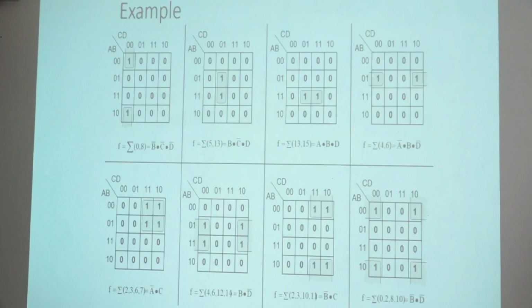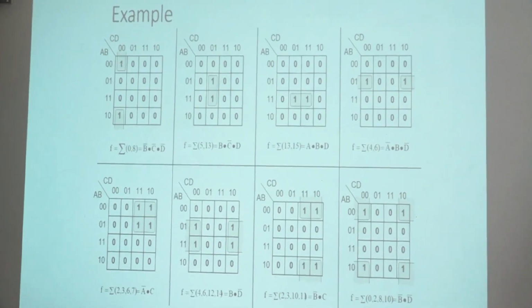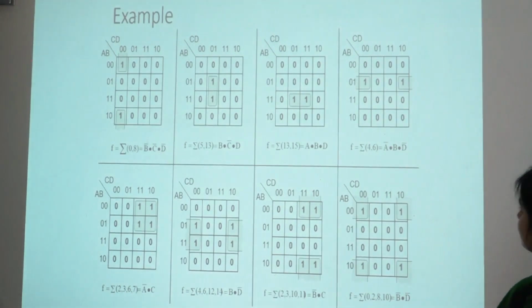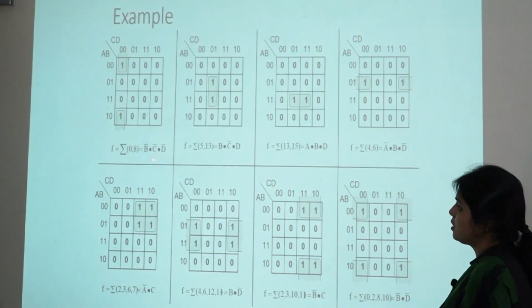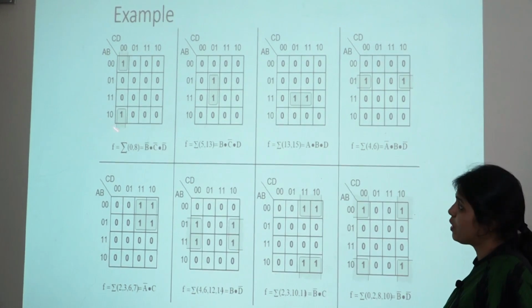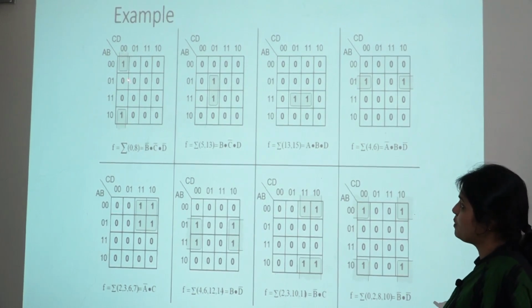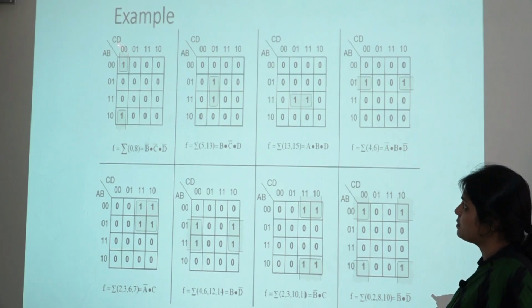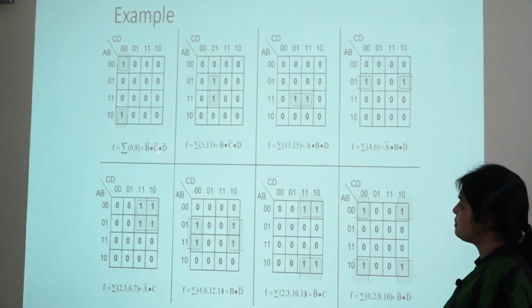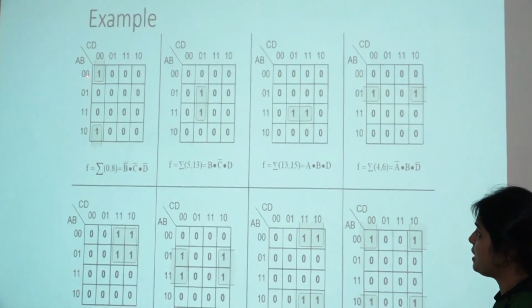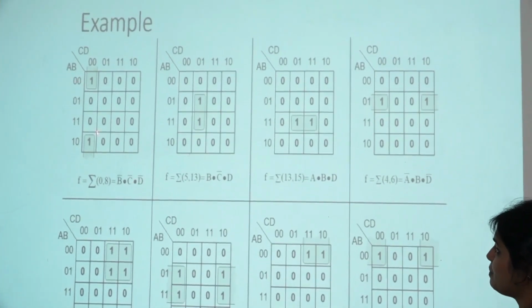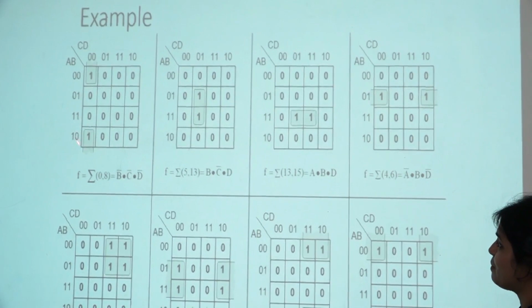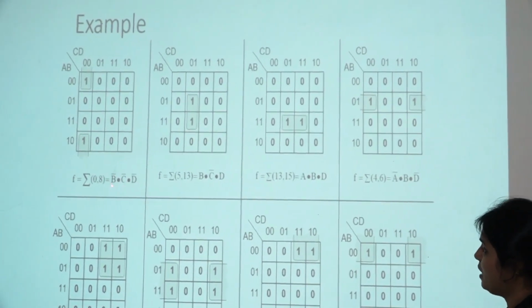Okay, let's see another example. Look at this. I have only two ones here, so quadding is not possible. So what do I do? I go for a pair. What would be the output of this? This pair is covering only one column, C bar D bar, so I will take C bar D bar as it is, and this pair is covering these two rows, A bar B bar and A B bar, where A and A bar get cancelled and B bar would be my output.